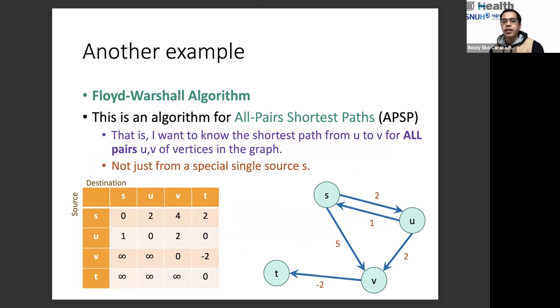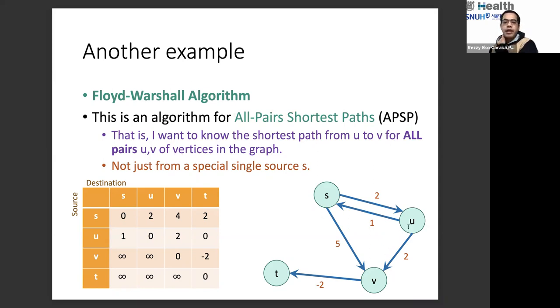So here's another example of using dynamic programming: the Floyd-Warshall algorithm. The Floyd-Warshall algorithm is also about finding the shortest path, specifically all-pairs shortest path, or APSP. We want to know the shortest path from u to v. For example, we have the variables u, v, s, and t for all pairs. u and v are vertices in the graph.